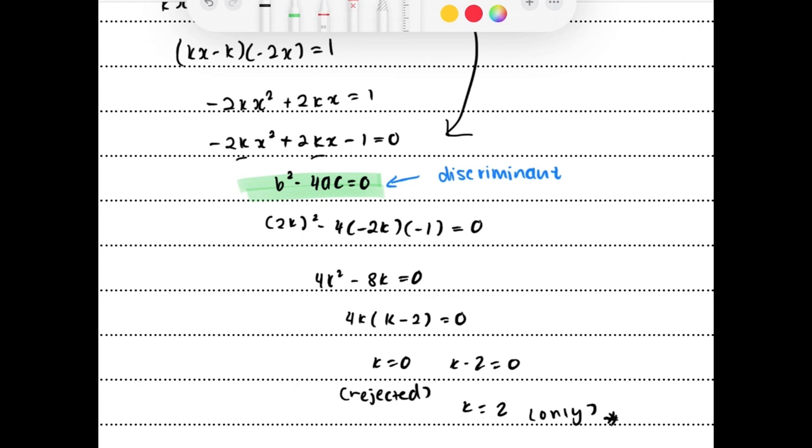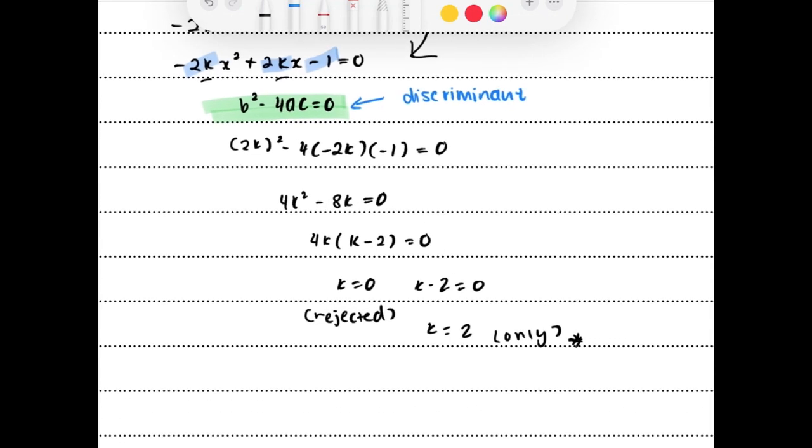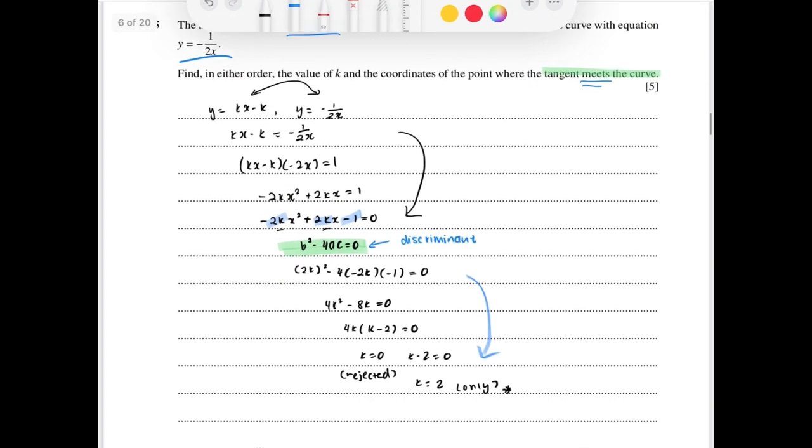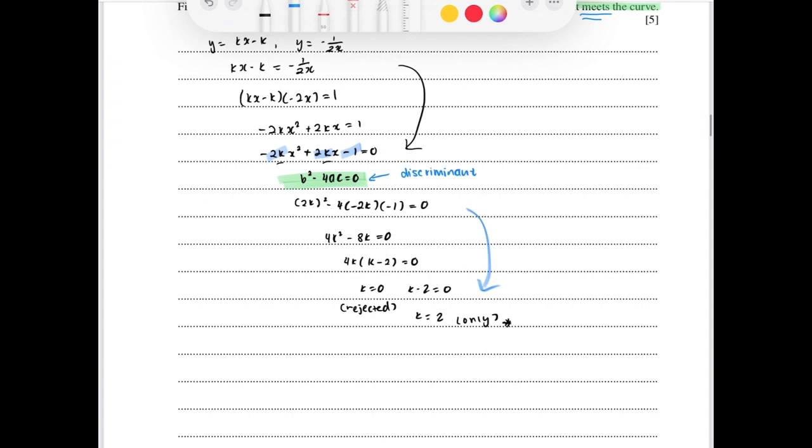So what I did, I substituted my b value, which is 2k, and then I substituted a as -2k and c as -1. Then you just carry out the formula, and eventually you get k equals 0 and k equals 2. However, we know that k is a positive constant, so we only accept k equals 2. Remember to write rejected.